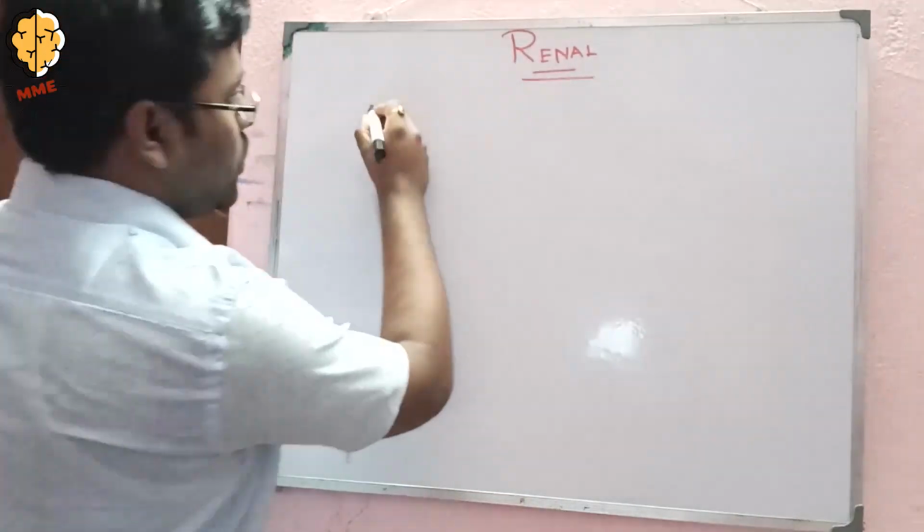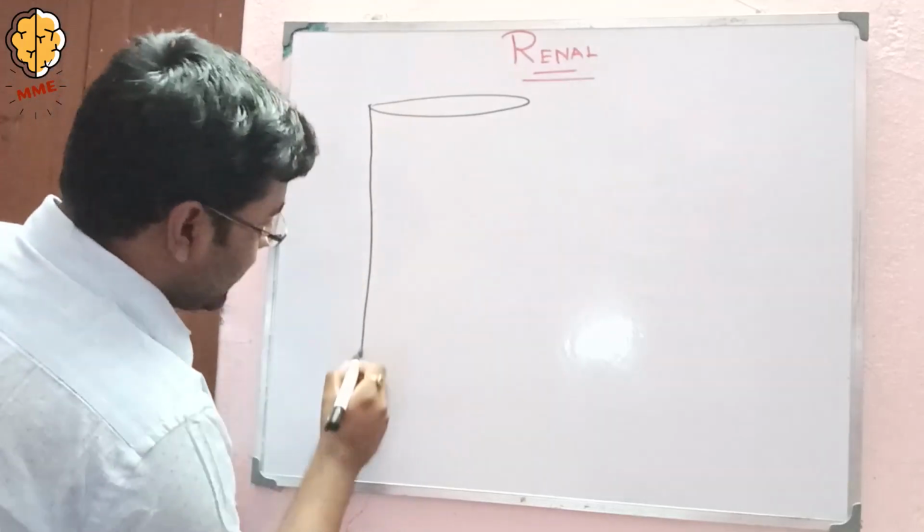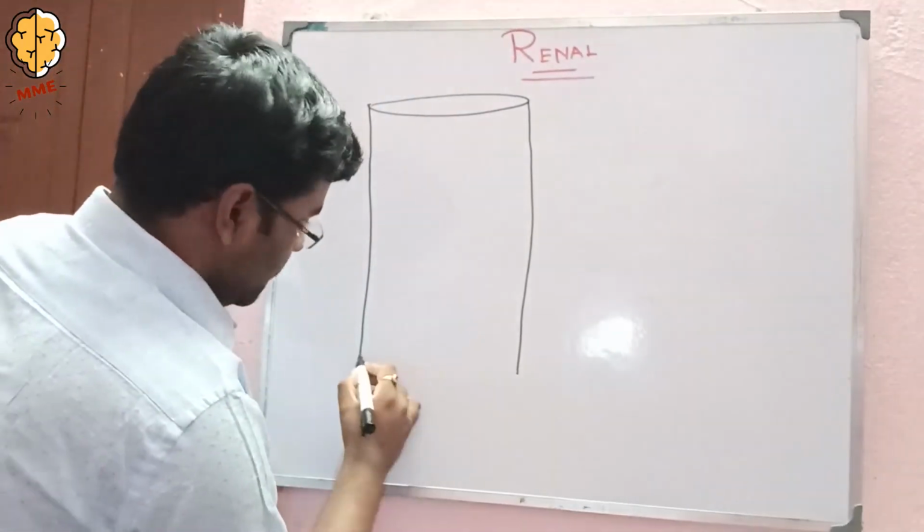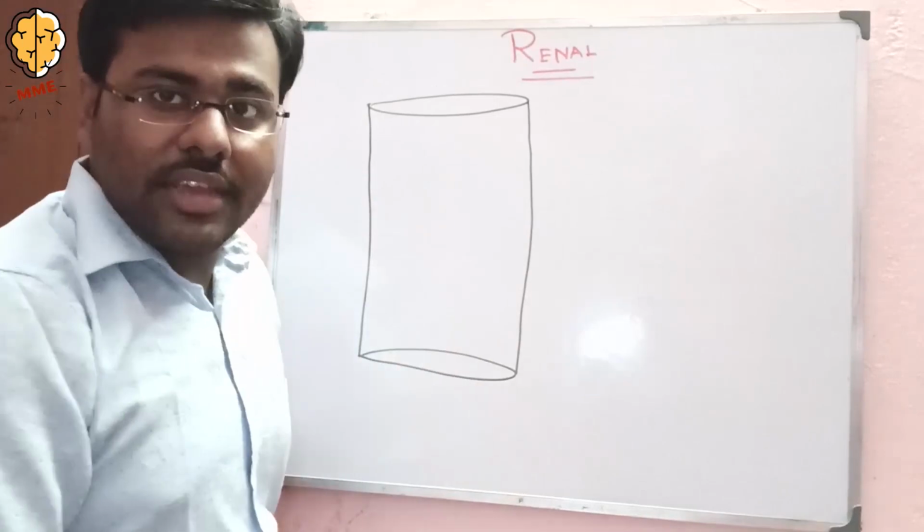Before starting furosemide, I want to tell something about the thick ascending limb of the loop of Henle. Please draw the diagram because the diagram is not provided in your PDF. So there is a thick ascending limb of the loop of Henle.